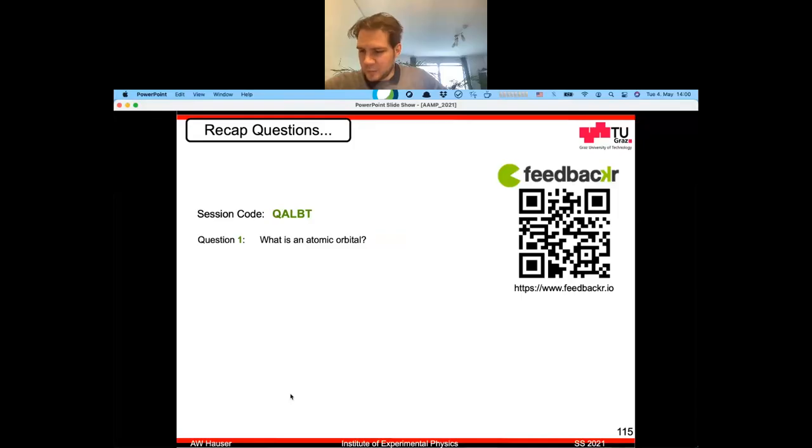B, an estimate for a total electronic wave function of an n-electron system. C, an eigenfunction of the atomic Hamiltonian. Or D, the probability of finding an electron somewhere in space.